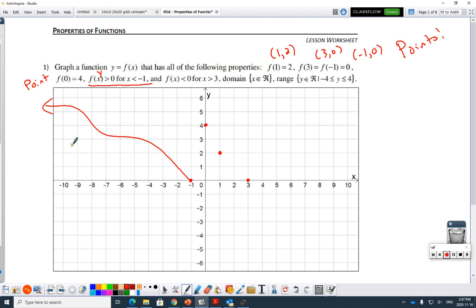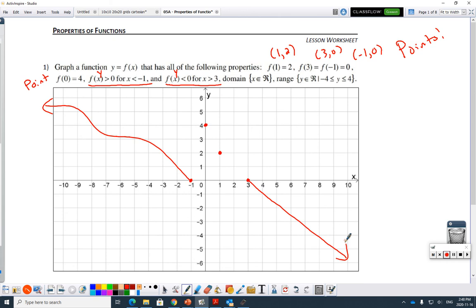It says f at x is less than 0 for x greater than 3. So in this section, it says your y values have to be less than 0 when the x values are greater than 3. So when you're over here, we need y values less than 0. And I'm not going to be quite so dramatic this time. I'm just going to go, oh, maybe it's like that. I don't know. I just have to fit the qualifications that are in there.